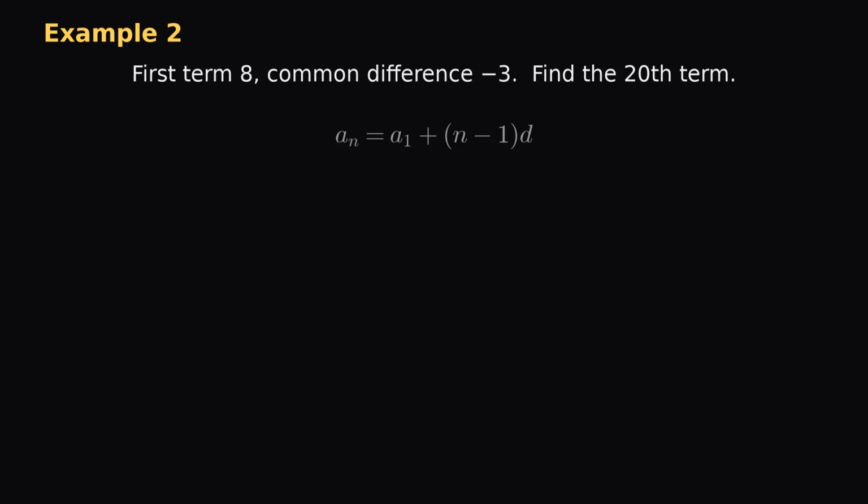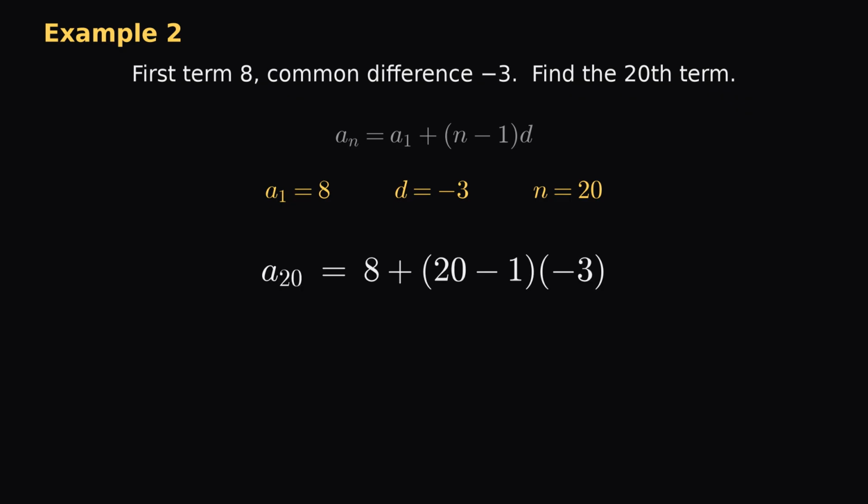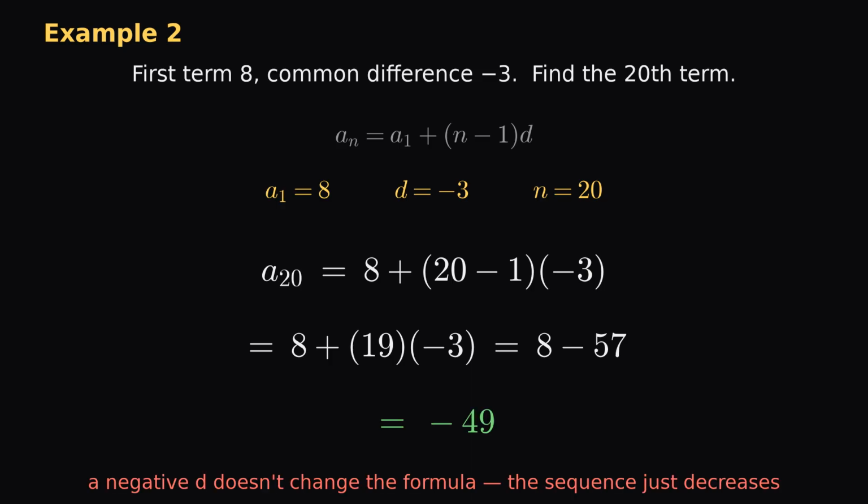Example 2. A sequence starts at 8 and has a common difference of -3. Find the 20th term. So a sub 1 is 8, d is -3, and n is 20. 8 plus (20 minus 1) times -3. 20 minus 1 is 19. 19 times -3 is -57. 8 plus -57 is -49.